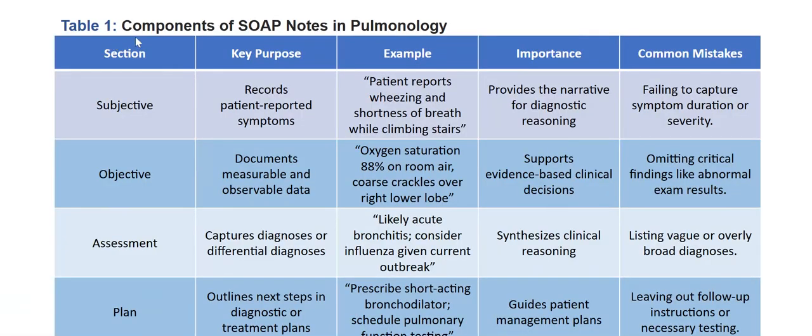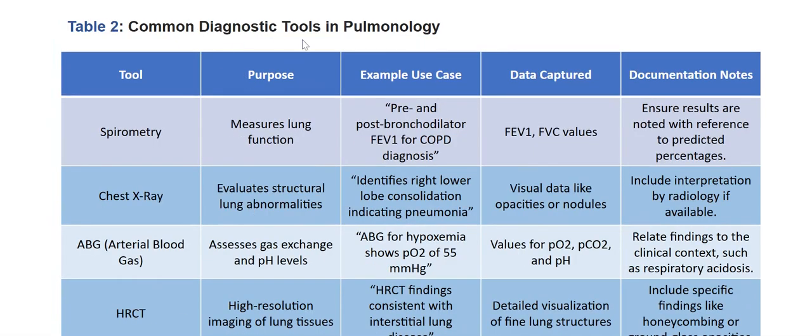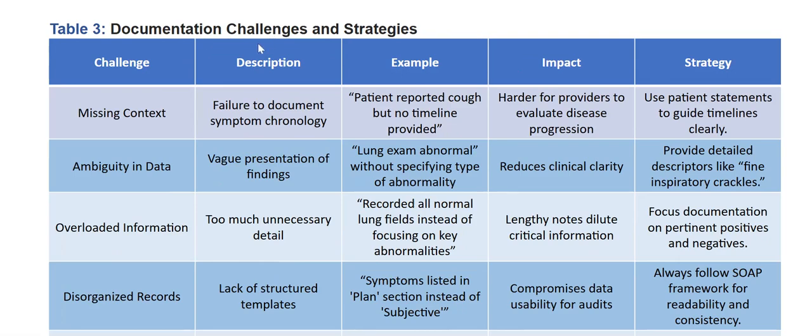Summary tables. Here we have a table on components of SOAP notes in pulmonology. Section, key purpose, example, importance, common mistakes. Sections: subjective, objective, assessment, plan, follow-up. Table on common diagnostic tools in pulmonology. Tool, purpose, example use case, data captured, documentation notes. Tools: spirometry, chest x-ray, arterial blood gas (ABG), HRCT, and polysomnography, the sleep study.